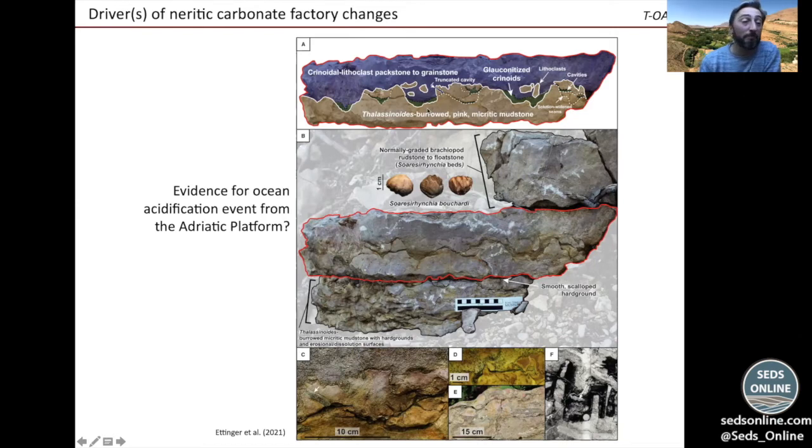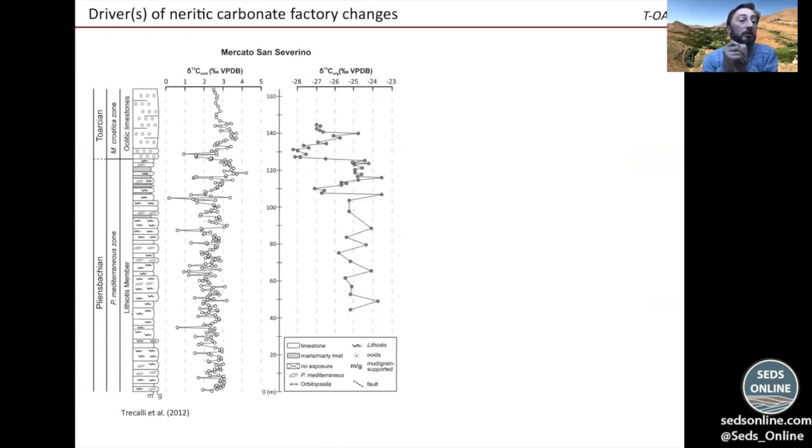And so they postulate that this must have been a subaqueous dissolution that you can then relate to an ocean acidification event, for instance. And this ocean acidification was also postulated earlier by Trecali et al., for instance. Here, based on the fact that what you observe here, these wiggles here, those are lithiotids, right? And then you observe this change in the neritic carbonate factory similar to Morocco, where you go from a mud-dominated, lithiotid-rich type of carbonate into ooids, right?